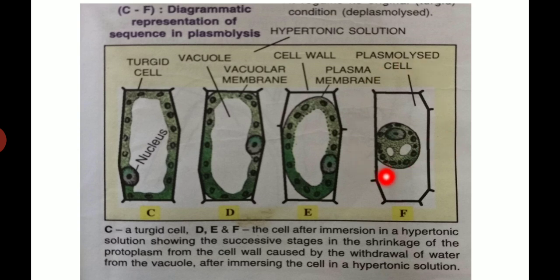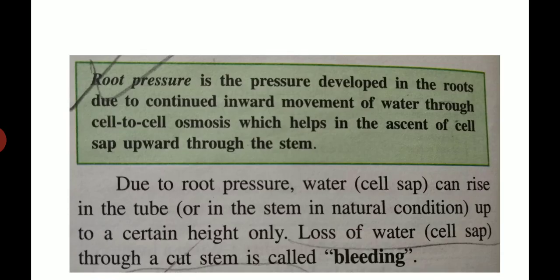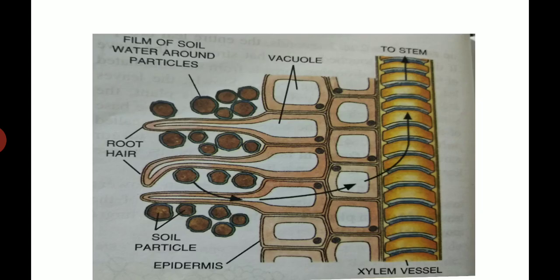Now how can we get back to this normal condition? If we keep this cell inside a hypotonic solution where the solvent concentration is more than the cell, then endosmosis will occur. More and more water will move inside the cell, and then we can get back to the target cell. This is known as deplasmolysis. Got it? Okay.